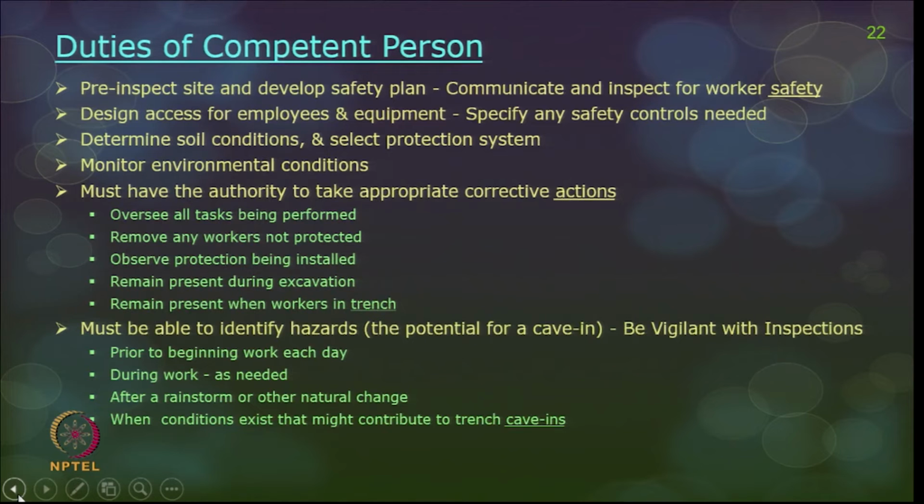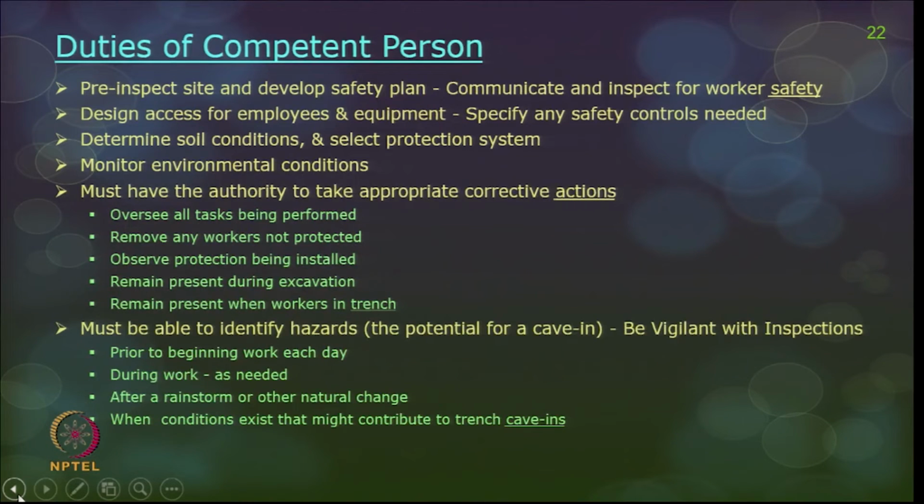So, this competent person or site engineer should be available at all times when the excavation work is going on. And they have to also remove any workers who are not protected properly, or who do not have proper PPE, or who are not in a proper safe place inside the excavated pit. Observe the protection when it is installed also, and remain present during the complete excavation, and remain present when workers are inside the trench.